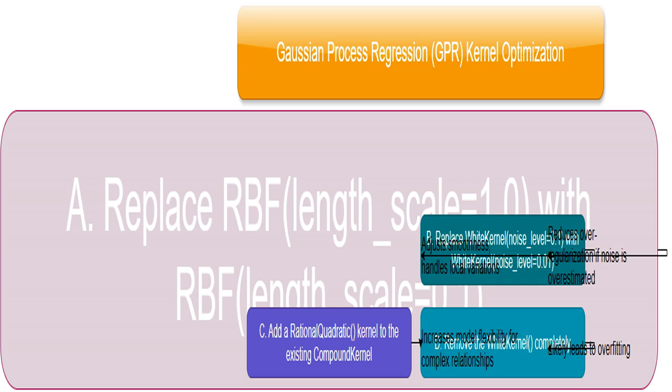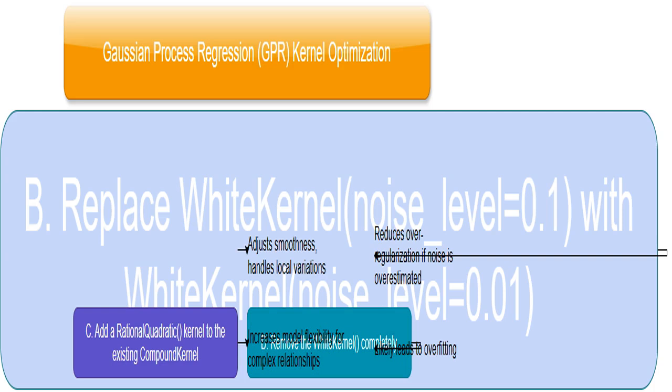It can help if the model initially missed capturing small, quick variations in the data. Here, I'm adjusting the white kernel's noise level from 0.1 to 0.01. This reduces the amount of noise the model expects to see. If the model was initially assuming too much noise, this change makes it more focused on actual patterns instead of getting distracted by random fluctuations.